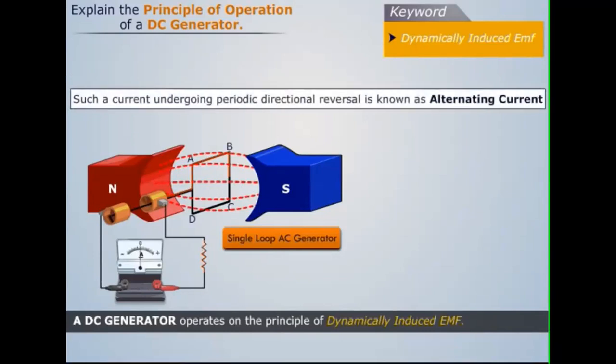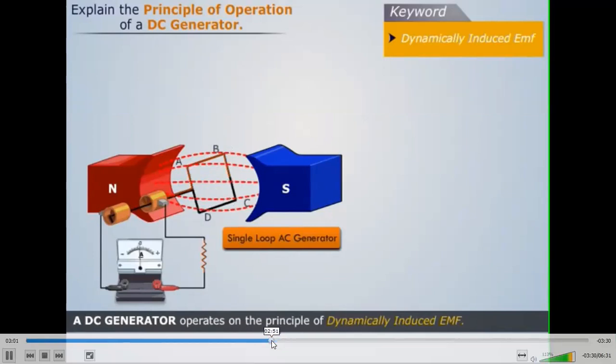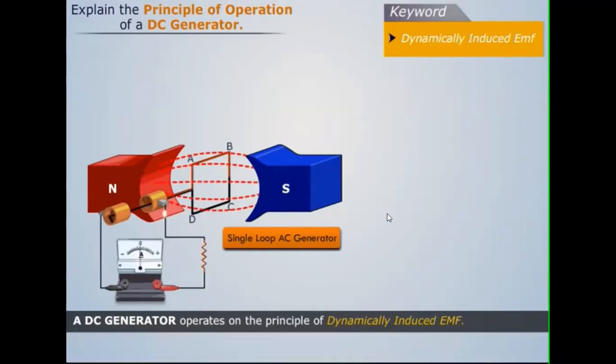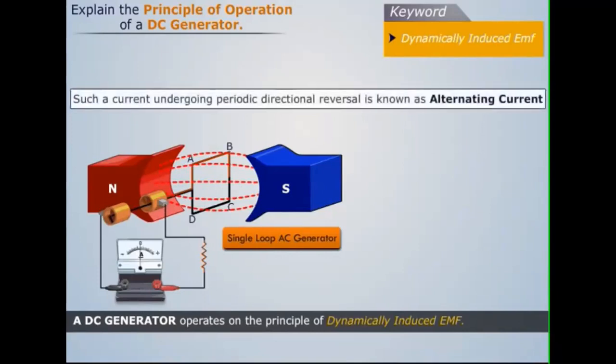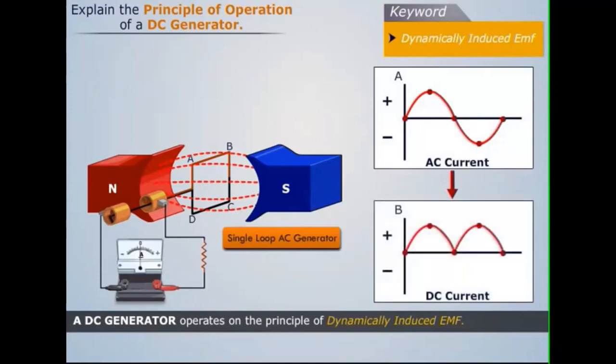Such a current undergoing periodic directional reversal is known as alternating current. To change this bidirectional alternating current into unidirectional DC current, split rings are used.